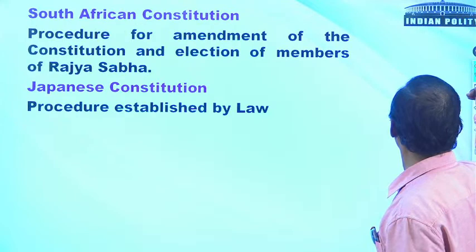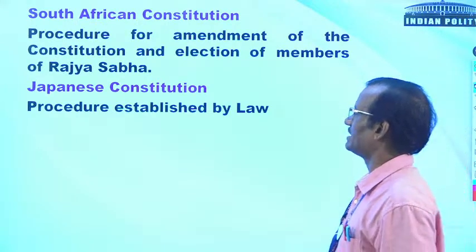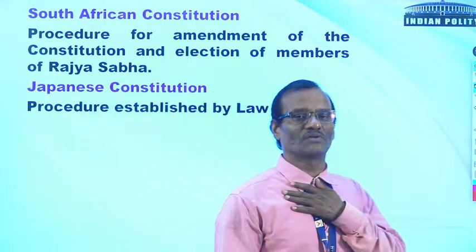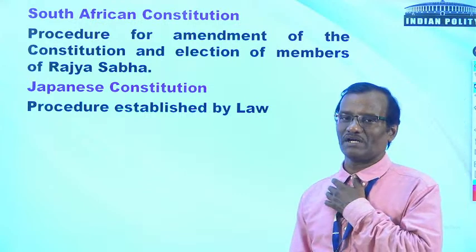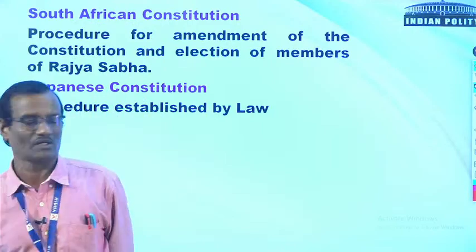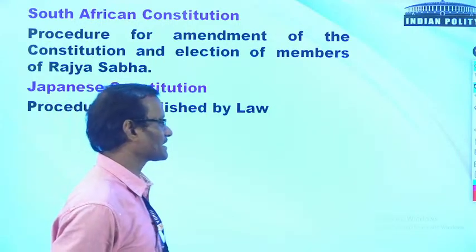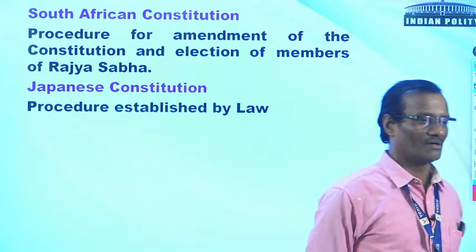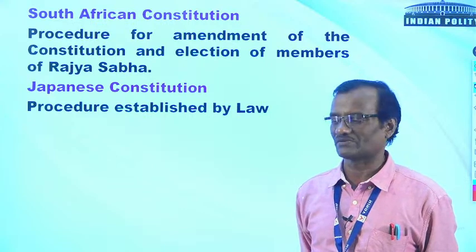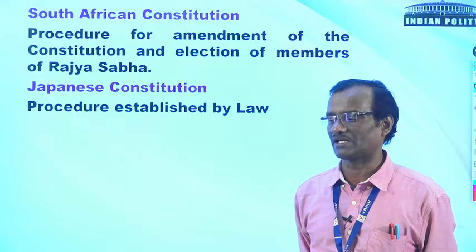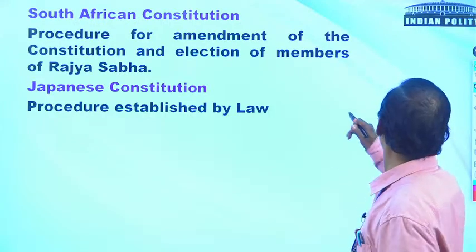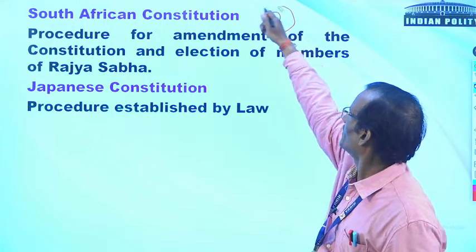Then from the South African Constitution we have borrowed a lot of things. The procedure of amendment under Article 368 has been borrowed from the South African Constitution. The Constitution is amended by a special majority under Article 368. Then the election of members of Rajya Sabha under Article 80, by proportional representation by means of single transferable vote, has also been taken from the South African Constitution. So we have borrowed two provisions mostly from it.